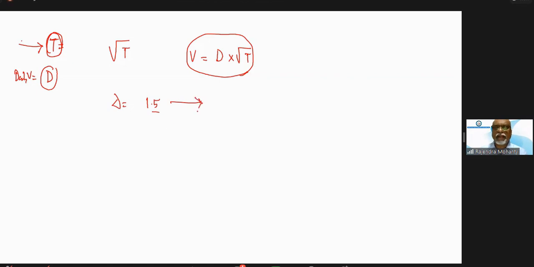For example, if the daily volatility of a security or stock is 1.5, find the monthly volatility. We know D is 1.5, so it is 1.5 into the square root of 30, since a month means 30 days. 1.5 into the square root of 30 is 5.48.